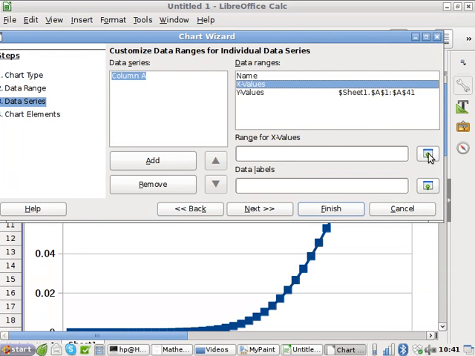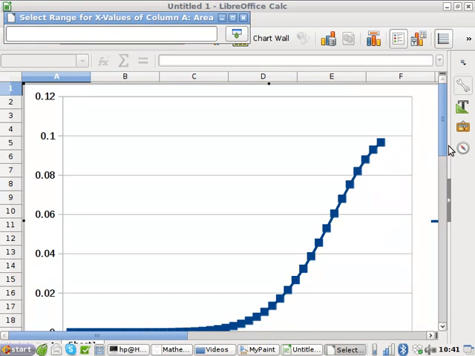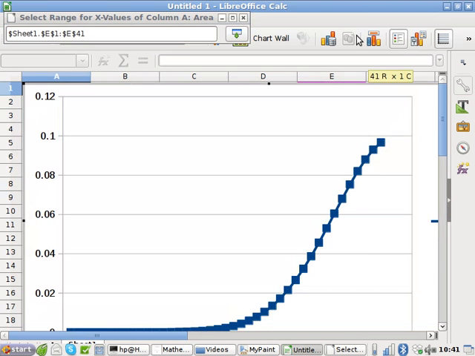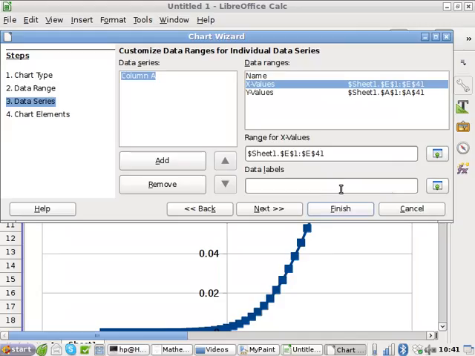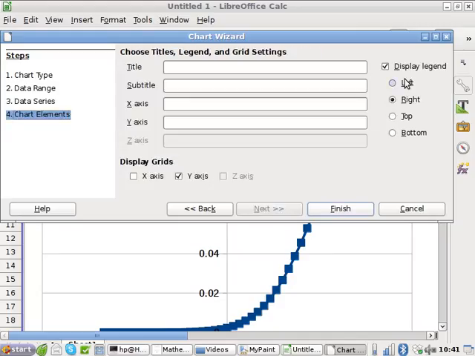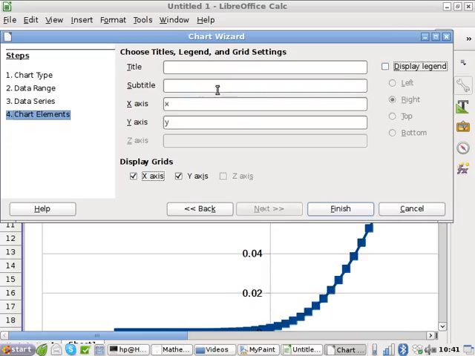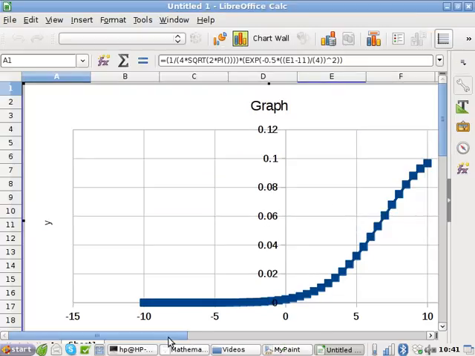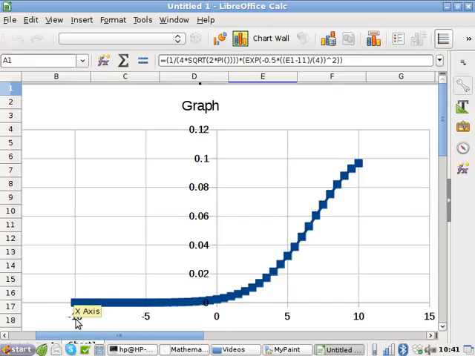The X values are here, and then the next, we'll just say XY graph. Minus 10 to 10. I didn't go far enough. I should have gone to 20. I only have half a hill.